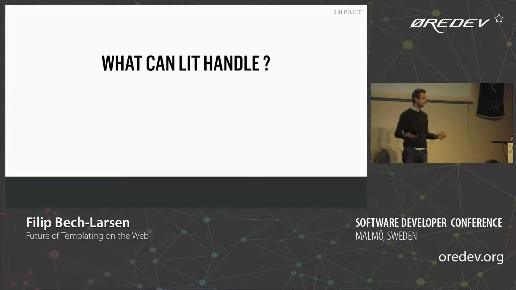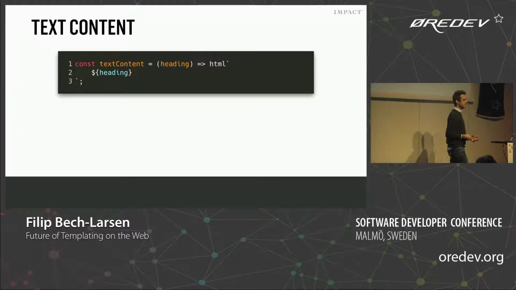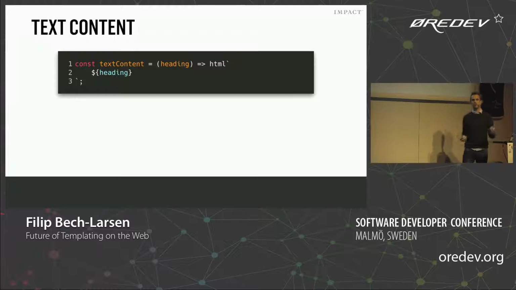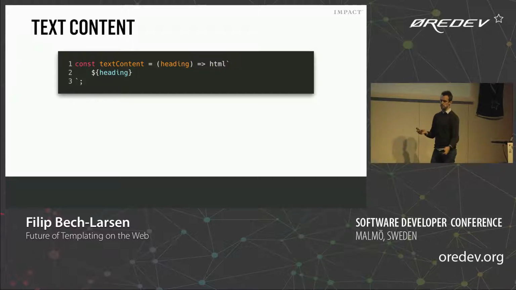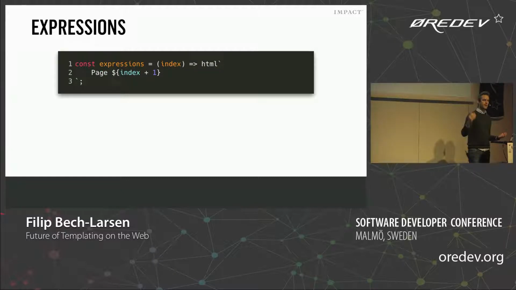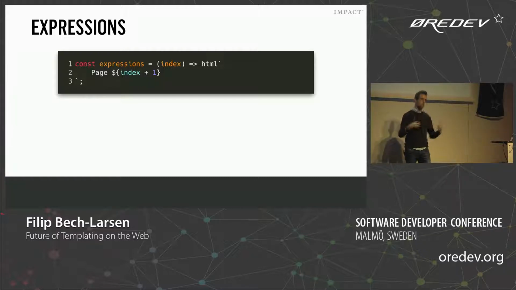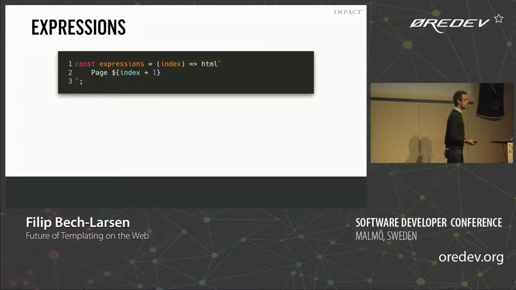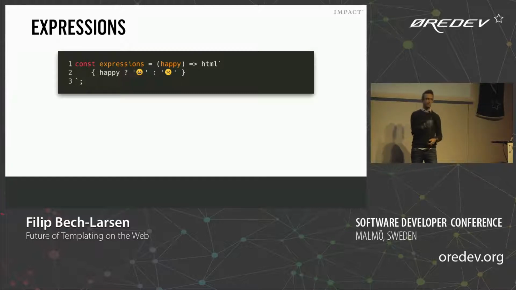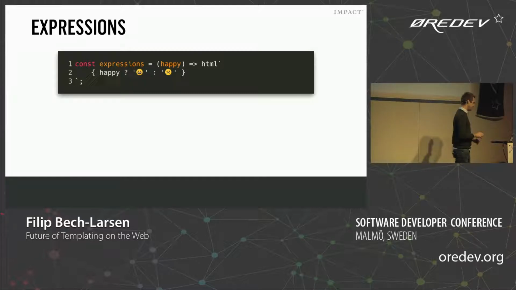So what can lit really do for us? As we saw, we can handle text content. That should be a no-brainer. Anybody should be able to put a header or whatever into the DOM, and that should work. We can do expressions because it's real JavaScript in here. From a computer perspective, indexes typically start with 0, and from the human perspective, they typically start with 1. So maybe you want to add 1 to all your indexes. You can do that right in the template if you want to. We can do expressions like show this or that, because we can do ternaries.